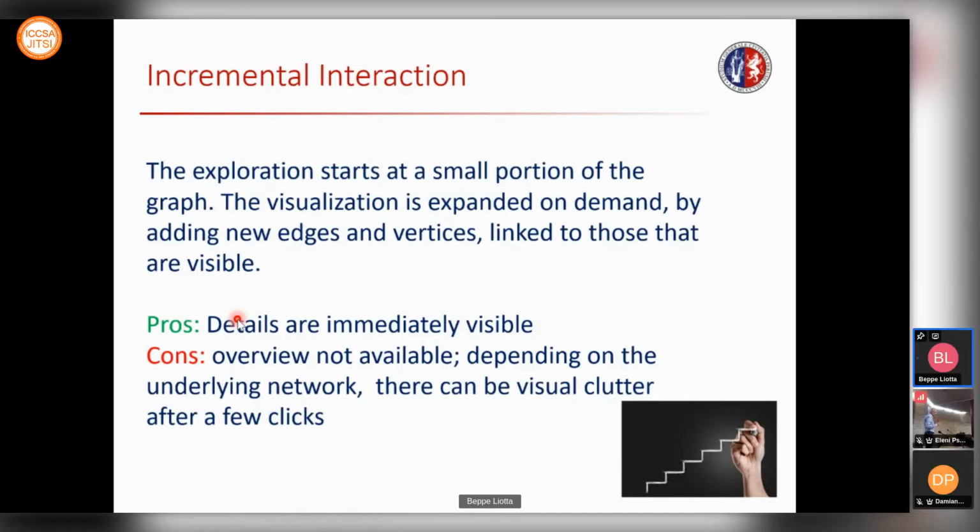And this incremental interaction, we have used it in an interesting application, I believe, in cooperation with the Italian Revenue Agency and the financial police for contrasting tax evasion and money laundering in Italy.